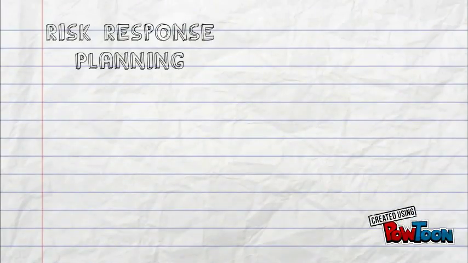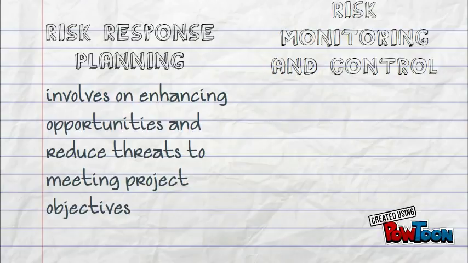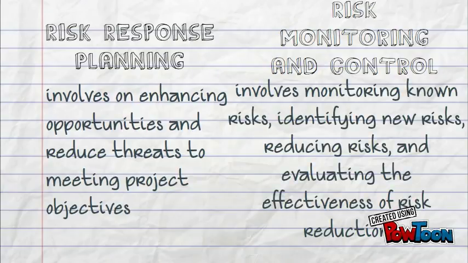Risk response planning involves enhancing opportunities and reducing threats to meeting project objectives. Risk monitoring and control involves monitoring known risk, identifying new risk, reducing risk, and evaluating the effectiveness of risk reduction.